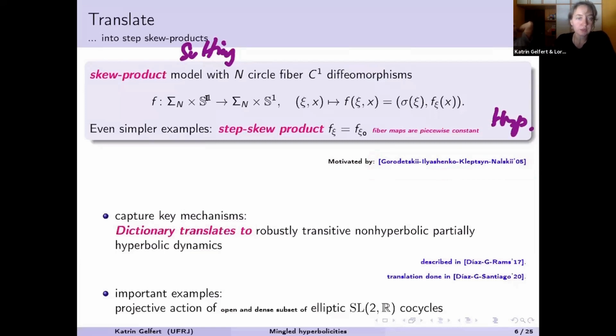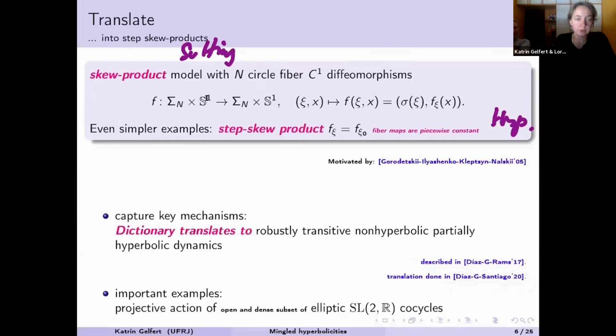And those skew products capture the key mechanism of the class of partially hyperbolic diffeomorphisms that I presented in the beginning. There is a certain dictionary which translates from the partially hyperbolic dynamics to the skew product and vice versa. This was described in our work from 2017, and partially we already did the translation in the work with Bruno Santiago, and there is still work to be done and going on. Last but not least, there are also important examples which are represented by these skew products.